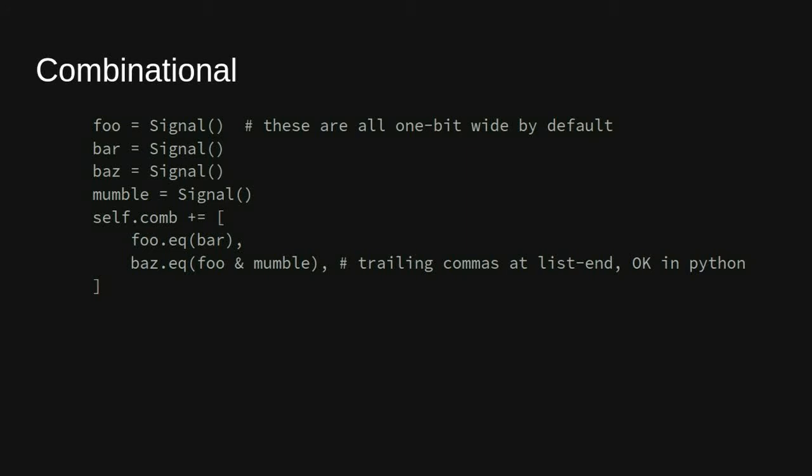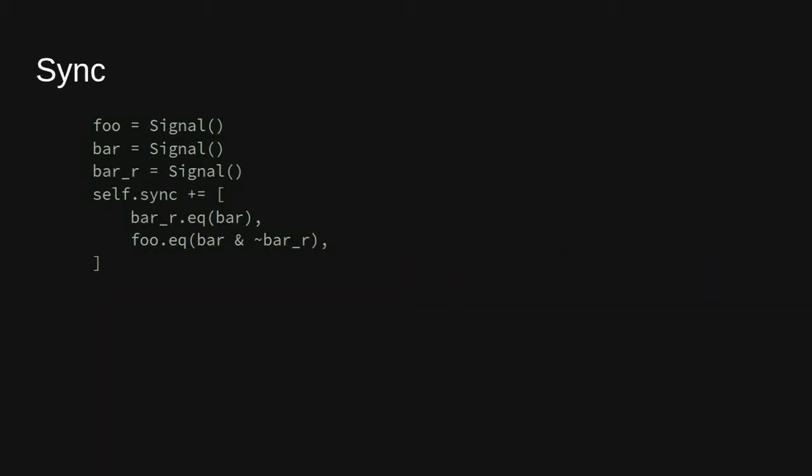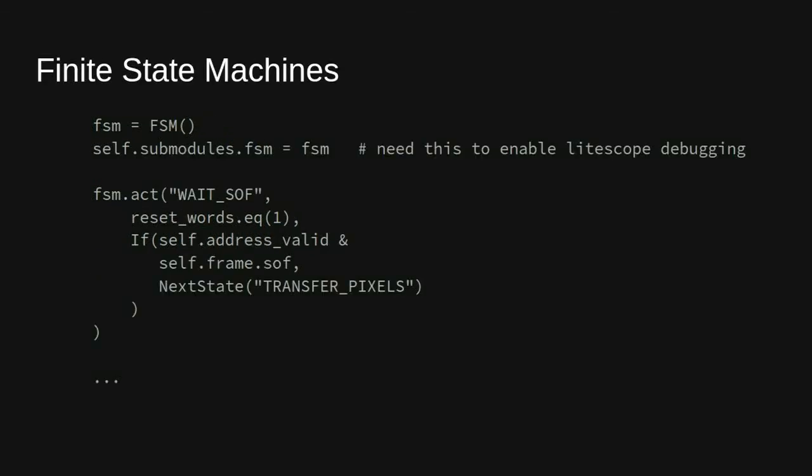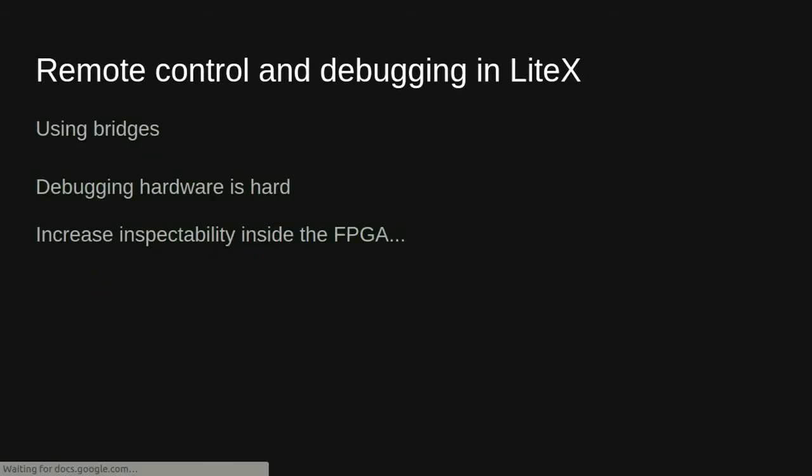Some quick examples of how to do something in Migen: computational logic, synchronous logic, and state machines. This is something that's a lot harder to do in Verilog or VHDL. Being able to write your state machines in a simple manner can make things a lot easier. And I think this has already been gone over a lot before, but you can do your debugging over bridges, because writing hardware is hard. If you can inspect what's going on inside the FPGA, that makes your life a lot easier.